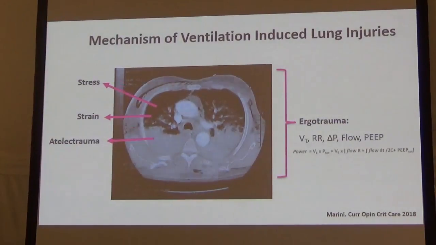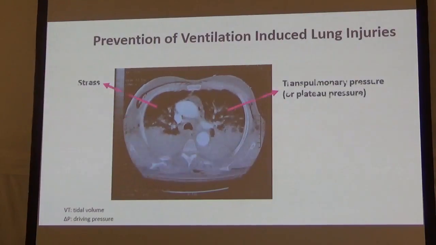A new word has appeared regarding VILI, which is called ergotrauma. Ergotrauma refers to the mechanical power provided by the ventilator applied to the lung, as an energy load and a dynamic energy load. And ergotrauma can be calculated with a quite complex formula, which is more or less the equation of motion, and it takes into account the tidal volume, the rate, the driving pressure, the inspiratory flow, and the PEEP. So all the components of the mechanical ventilation.